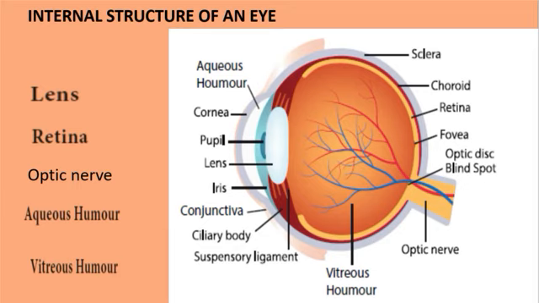Aqueous humor. It is a watery fluid that is present in the area between the lens and the cornea. It is responsible for the nourishment of both the lens and the cornea. Vitreous humor. It is a semi-solid, transparent, jelly-like substance that covers the interior portion of the eye. It plays an important role in maintaining the shape of the eye and also causes refraction of light before it reaches the retina.